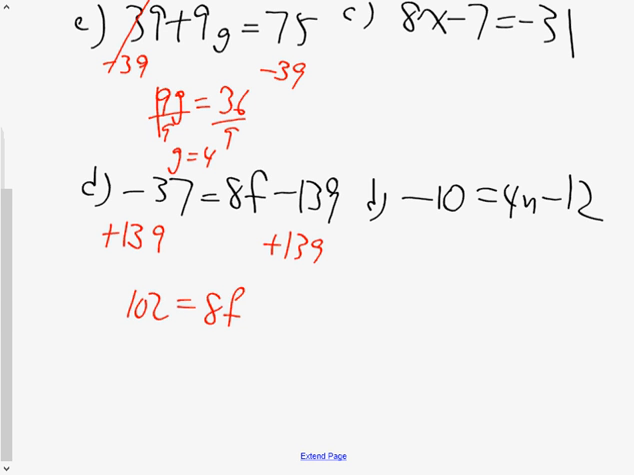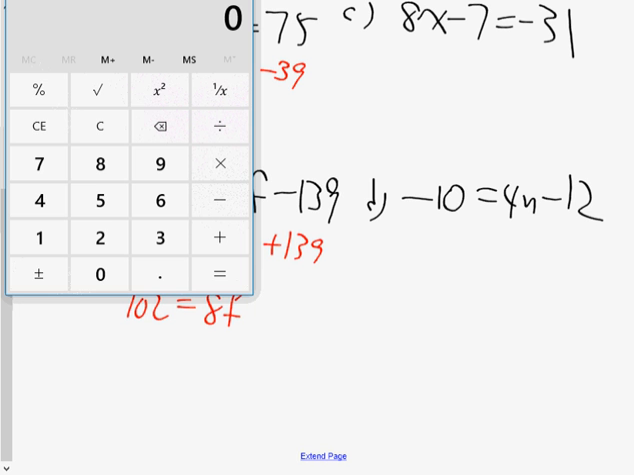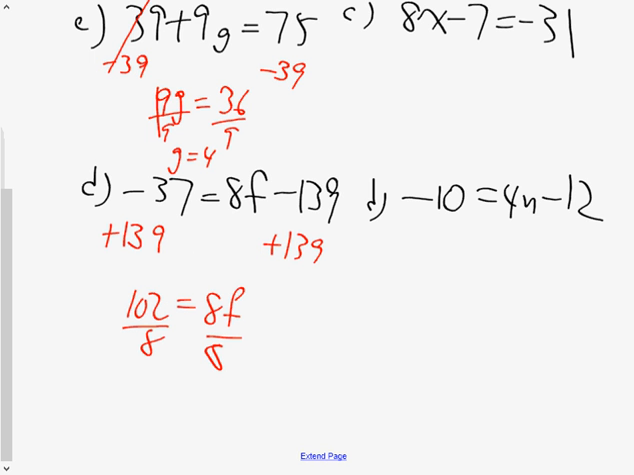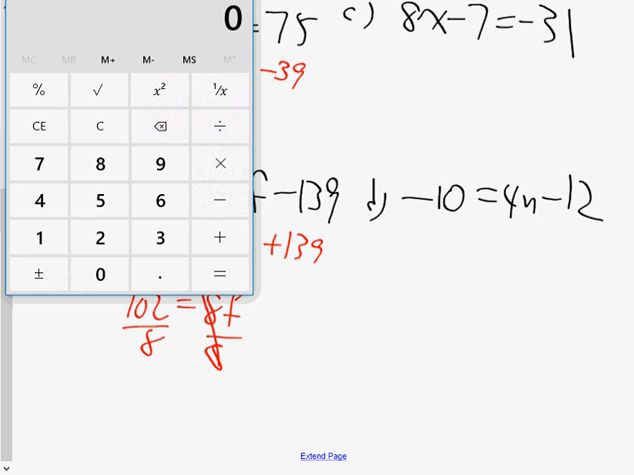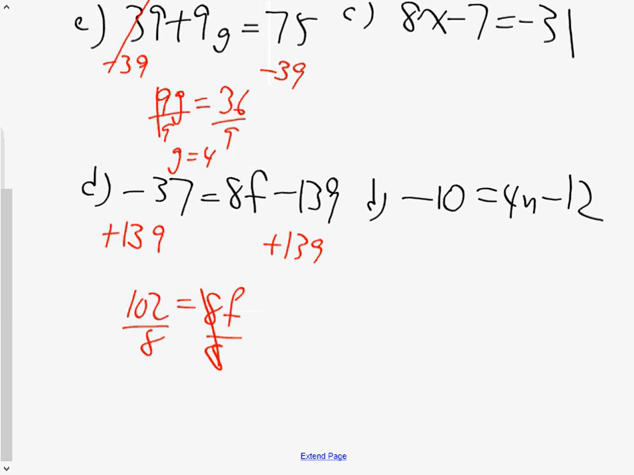And a lot of people got scared here because they're like, hold on, I must have screwed up somewhere. Because I'm going to divide both sides by 8 for a second. And 102 divided by 8 is actually a decimal, 12.75. And that's okay because you never learned that in grade 7. So technically, what did I say that was? 12.75. And it's okay to have values of variables that are decimals.